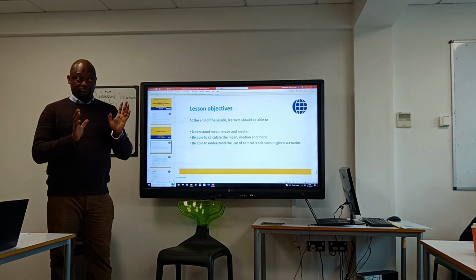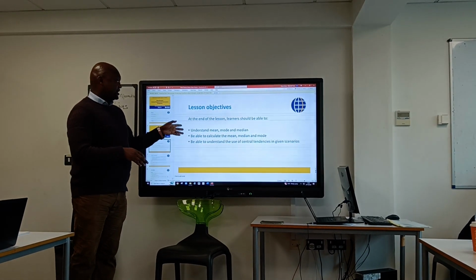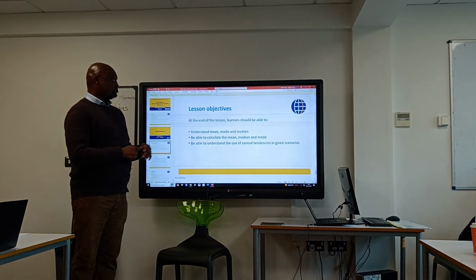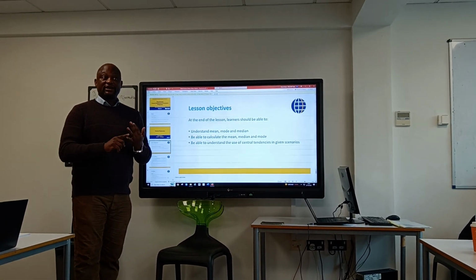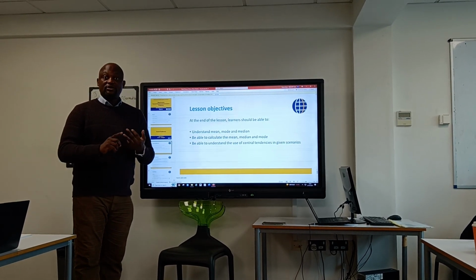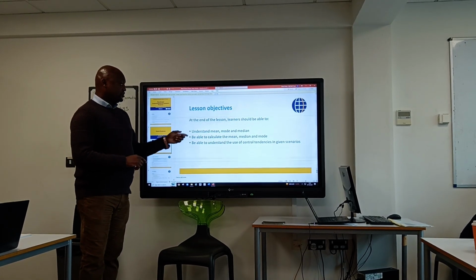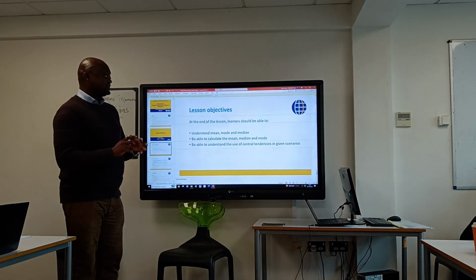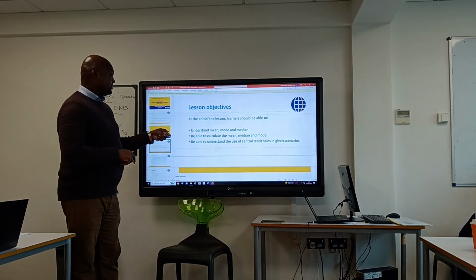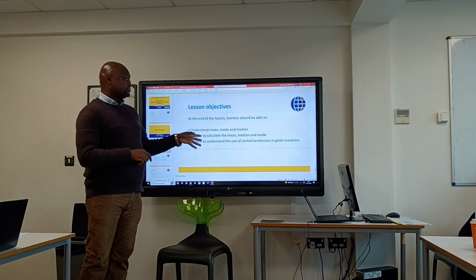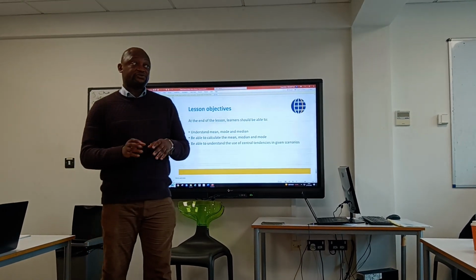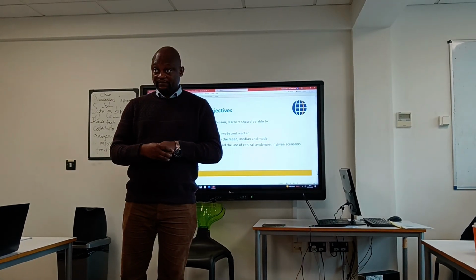At the end of the lesson, you should be able to understand what is meant by the mean. You need to know what the mode is and what the median is, and you also have to be able to calculate the mean, the median, and the mode. Is that okay? Apart from that, you need to be able to understand the use of central tendencies in given scenarios or examples. Is that okay?